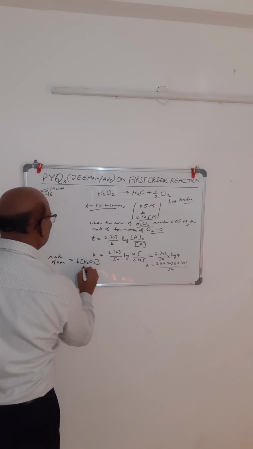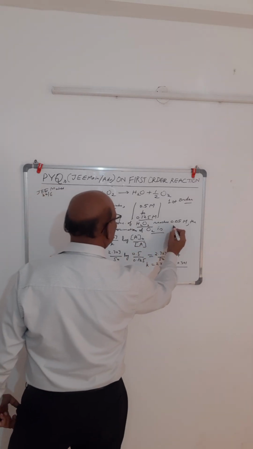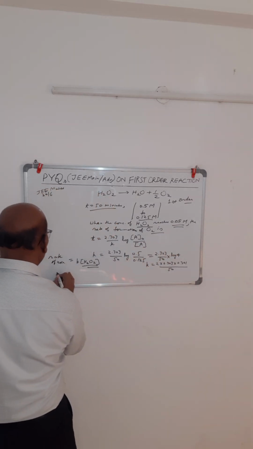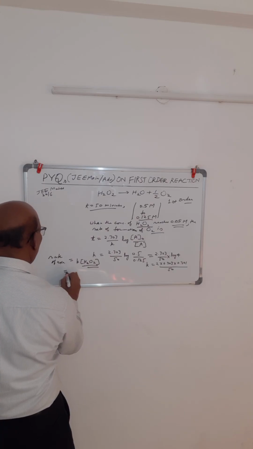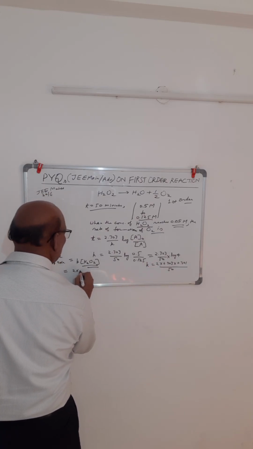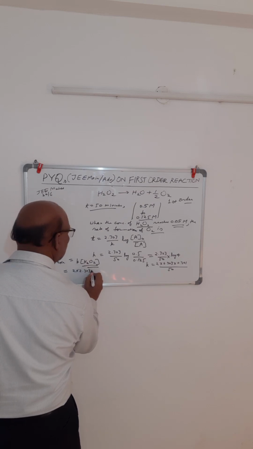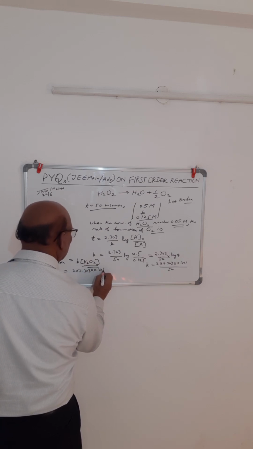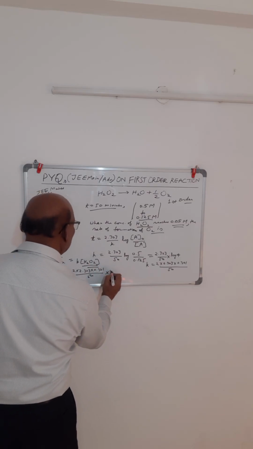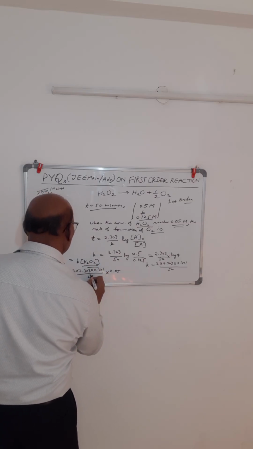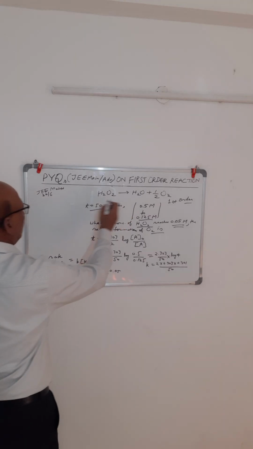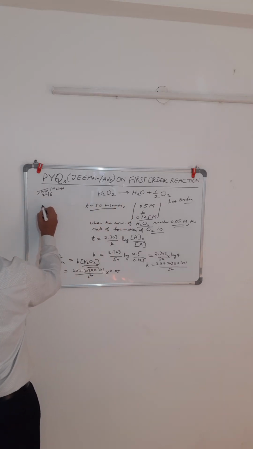Okay, and the concentration of H2O2 is given to us as 0.05. So we can write that the rate of reaction will be K, which is this value, so 2 into 2.303 into 0.301 divided by 50, multiplied by 0.05. So that will be the rate of reaction.